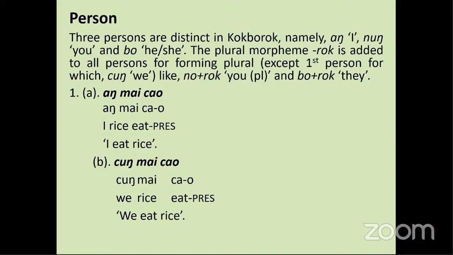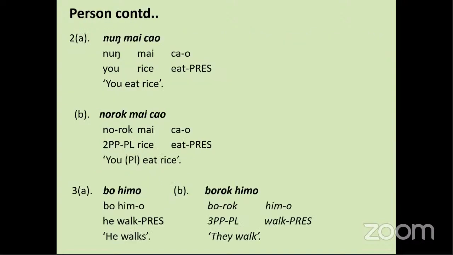We eat rice. And then nung mai chow. You eat rice. You is here singular. And norok mai chow. You plural eat rice. And for the third person, bo himo. He works. Borok himo. They work.